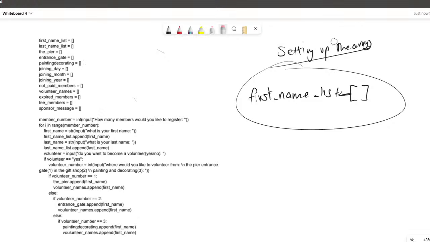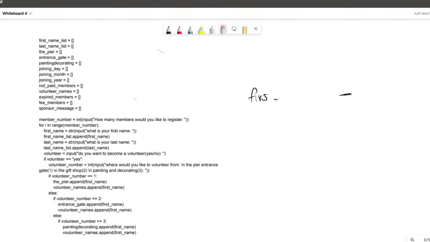Can you explain how to do the flowchart? Yeah, and that's what I'm doing right now. So the first part of the flowchart, the pseudocode, let's do it here. You have to say first_name_list, and then you just do this. This is how you set up an array. You have to put the value in it.